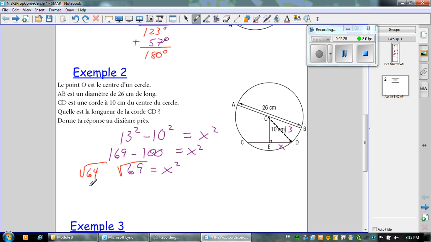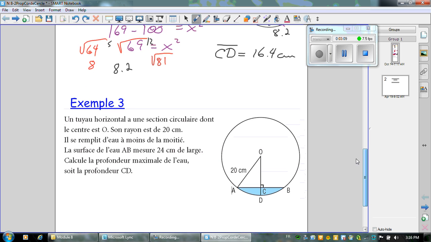The square root of 64 is 8. And the other benchmark I'm going to be using is the square root of 81. Now I know that there's a distance of 5 here and there's a distance of 12 here. So it's a lot closer to 8. So 8.2 would be a good estimation for x. And if I'm looking for the total distance, I know that this is equal to that because the chord is split into two equal parts. So I'm just going to double that. So CD would be equal to double 8 and 2/10, so it would be equal to 16 and 4/10 centimeters.